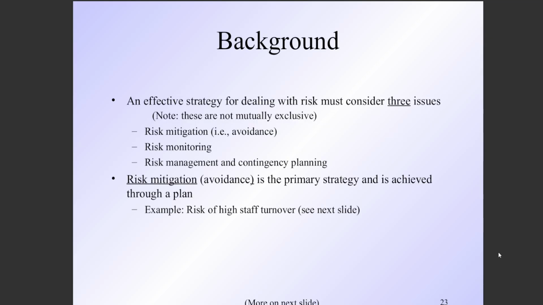We should know the background. An effective strategy for dealing with the risk must consider three issues. First of all, risk mitigation should be there. Risk mitigation means we should have some plan that can help us to avoid the risk. We should have a particular way in which we can avoid the factors that are risky in our project plan, right?